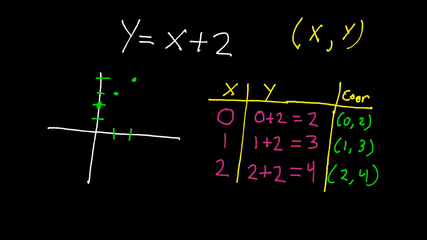So, we have created a function. We've done an input-output table. We've gathered some coordinates based on our inputs and outputs, and we have graphed those coordinates based on the inputs and outputs. That's a lot of stuff. Let's try one more real quick just to make sure we have the hang of it. All right, so let's try a new one.